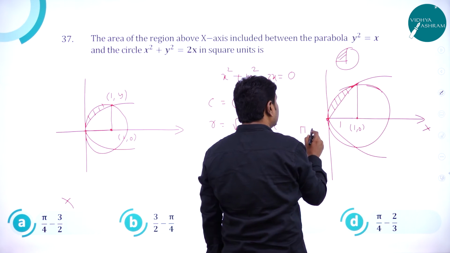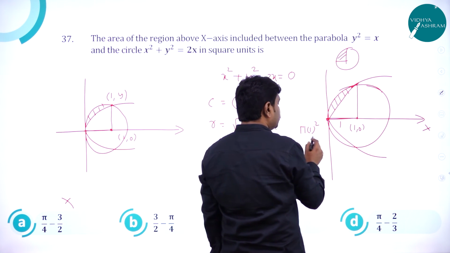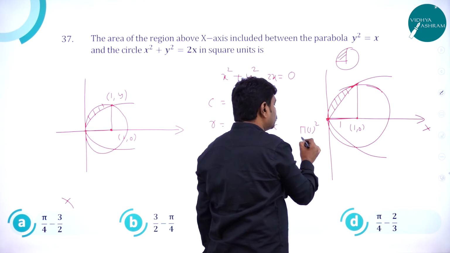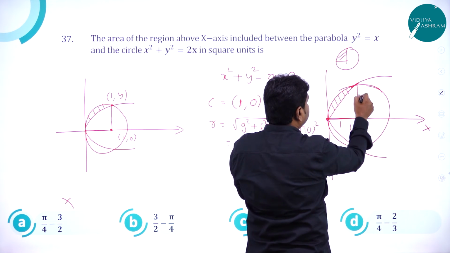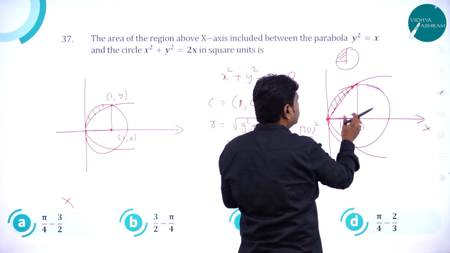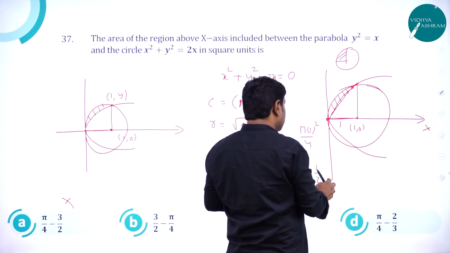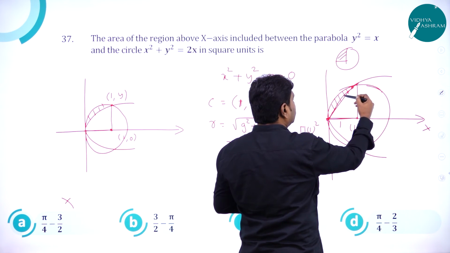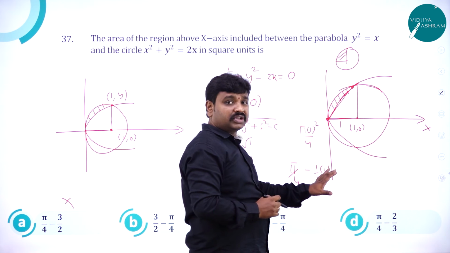What is the area of the circle? Pi r square. What is r? It is 1. Pi into 1 square is the overall area, but this is 1/4. Pi by 4. Answer pi by 4. From pi by 4 I have to remove this triangle, you can see. It's not exactly a triangle because it's an arc. Area of triangle is half into base into height, but this is not a triangle. So I have to remove something from pi by 4.